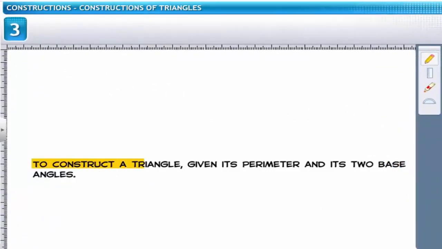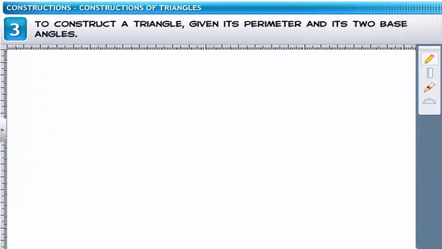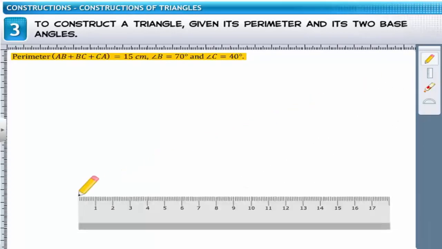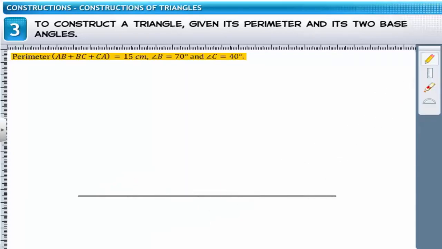Lastly, we are going to construct a triangle where its perimeter and two base angles are given. Let ABC be the given triangle in which the sum of its three sides is equal to 15 centimeters, and the measure of its two base angles, B and C, are 70 degrees and 40 degrees respectively. Let's start with the construction. First, draw a line segment XY of 15 centimeters, which is equal to the perimeter of the triangle.